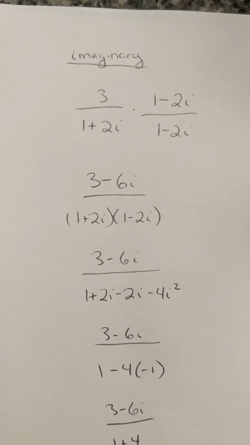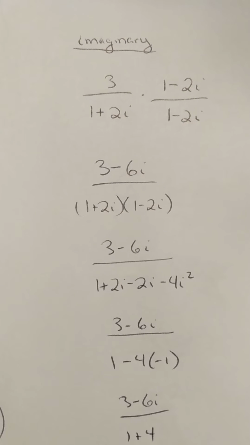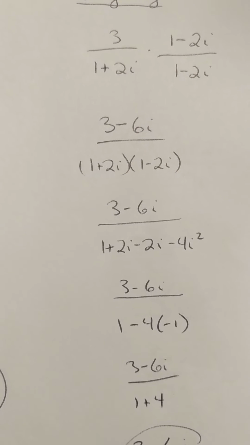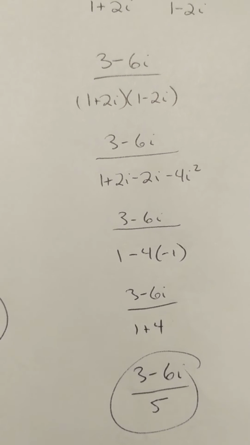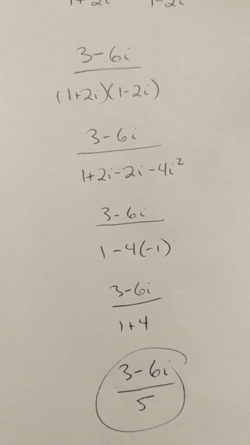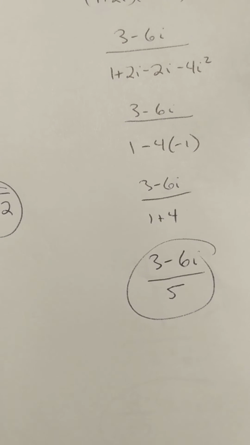Dealing with imaginary terms, again, instead of 1 plus 2i, I'm going to use 1 minus 2i. And then when I distribute, I'm going to have a positive 2i, a negative 2i. Those cancel out. The i times i forms an i squared, which is negative 1. So I get 1 plus 4, or 5.